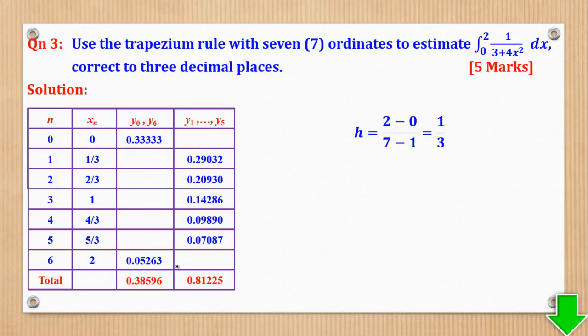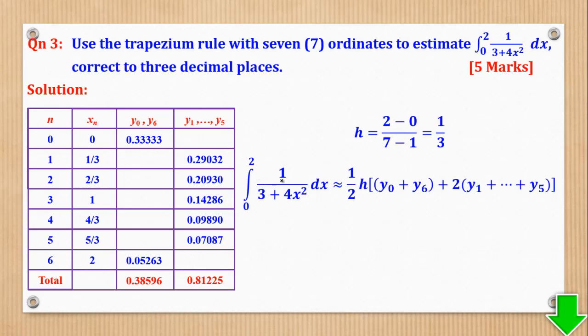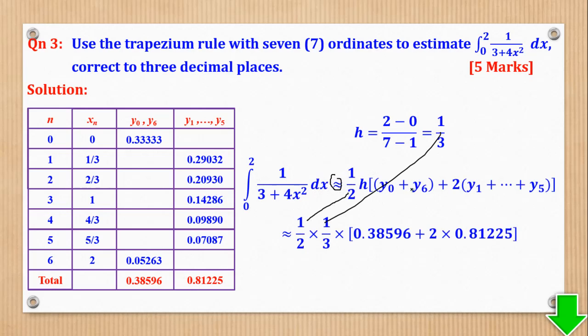So now that we have finished tabulating, we can quote the formula for trapezium rule and then substitute. Note that we're using approximate sign. So h is half h, then this one is the sum of the first and last ordinates, and in between there are these intermediate ones, which is that. Then we shall use a calculator to come up with that.